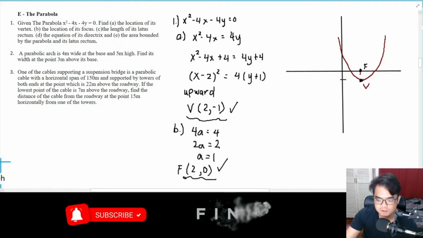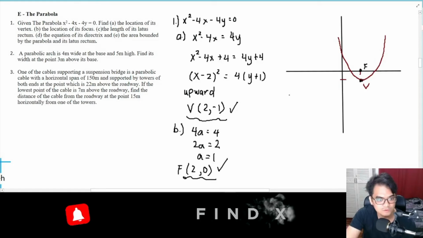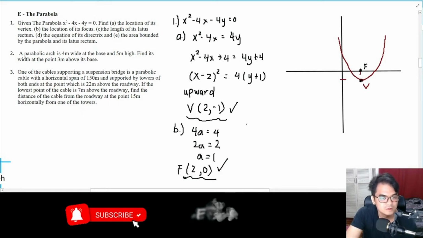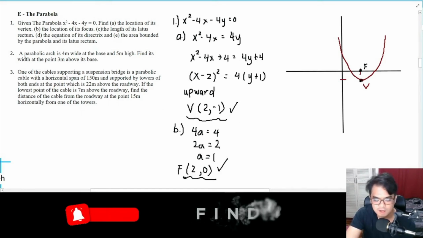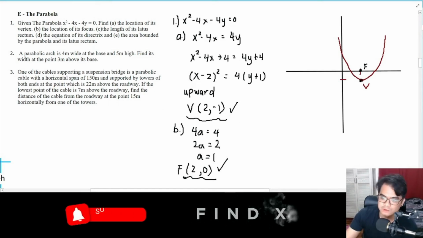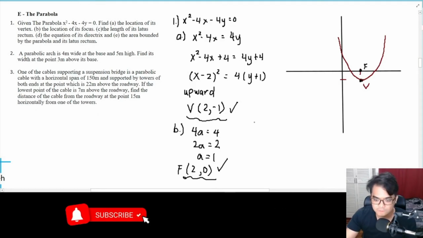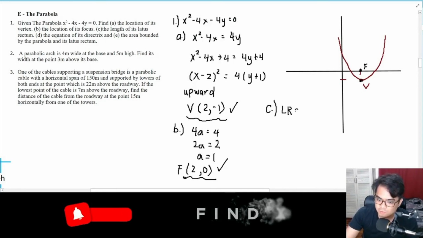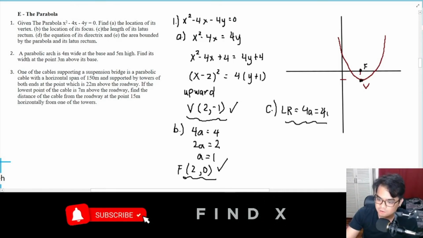And letter C is the length of its latus rectum. So we are asked to find the distance between the two ends of the latus rectum. Okay, so that is 4a. So that is this one. Therefore, for letter C, LR is equal to 4a equal to 4. And then the answer is 4.